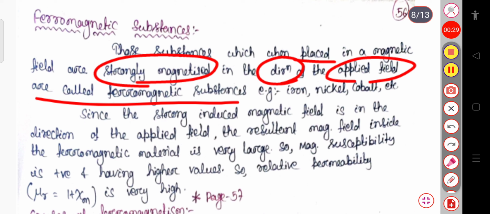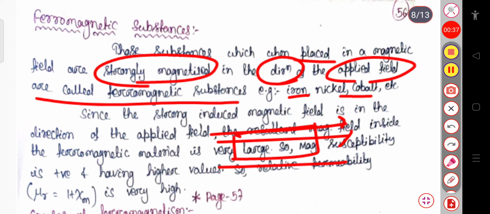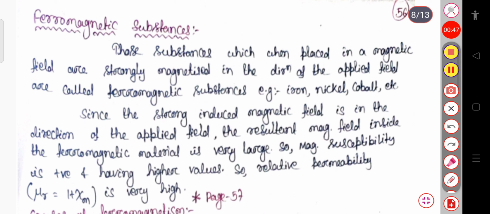Suppose any ferromagnetic substance like iron, nickel or cobalt, say an iron material, is placed in a uniform magnetic field. Then this iron material will get magnetized in the direction of the field. Since the strongly induced magnetic field is in the direction of the applied field, we will also discuss the domain theory of the ferromagnetic substance.